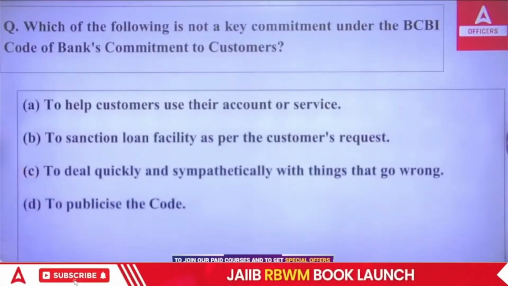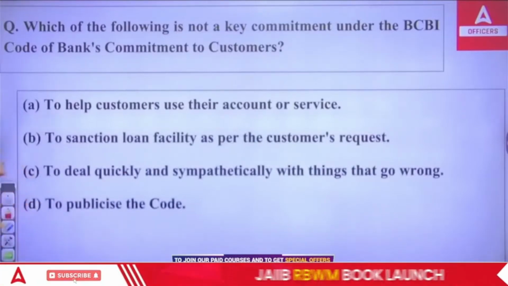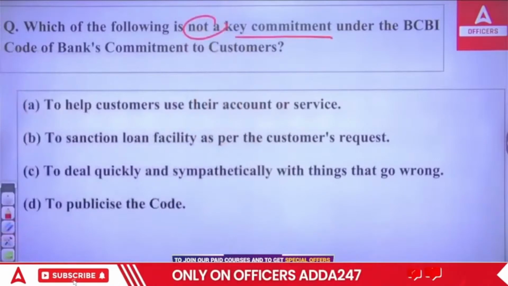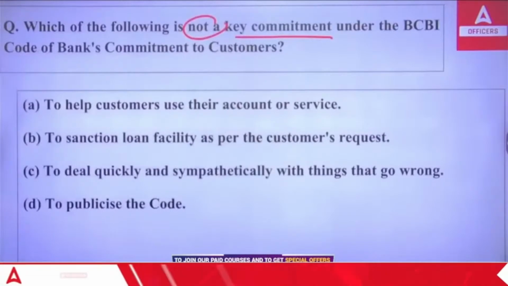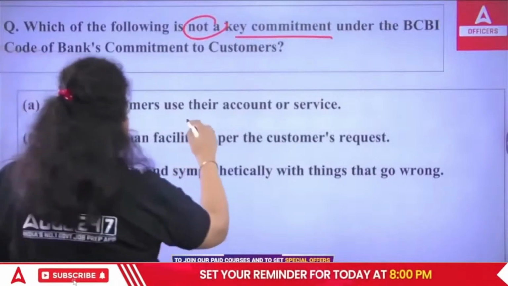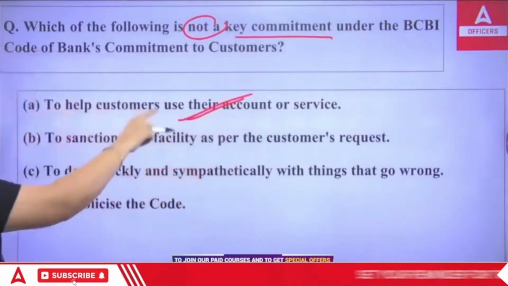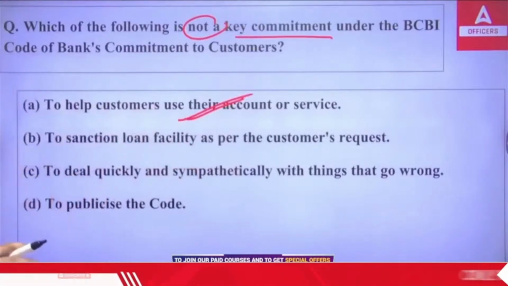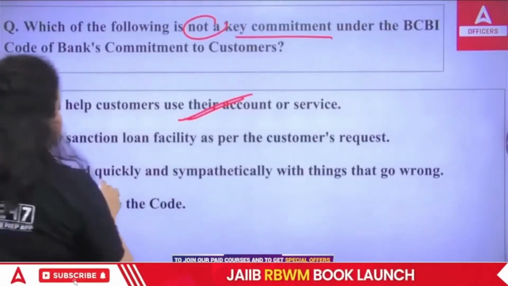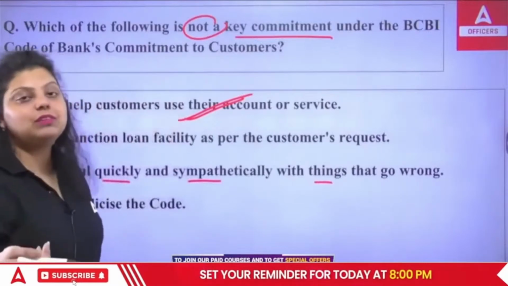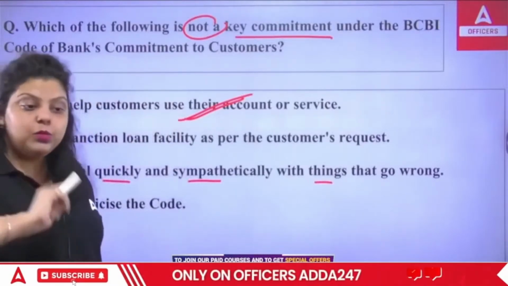So what do you think, which of the following is not a key commitment under the BCSBI Code? To help customers use their account or service is a commitment the bank has towards the customer. They have to help the customer use their account and the services they are taking from the bank. Third is to deal quickly and sympathetically with things that go wrong. Obviously, if something went wrong, if the customer has faced a certain loss or problem, you have to help the customer.